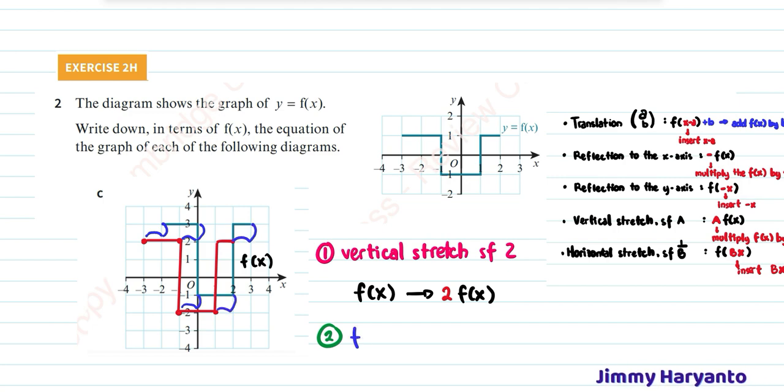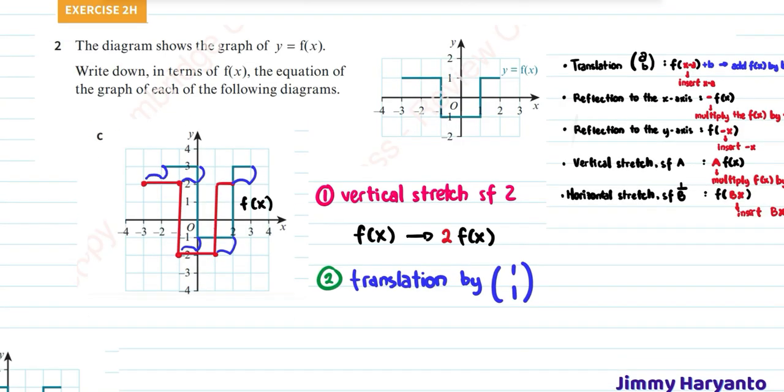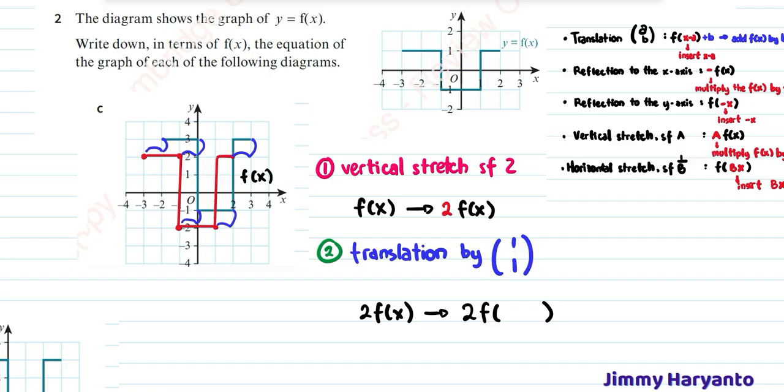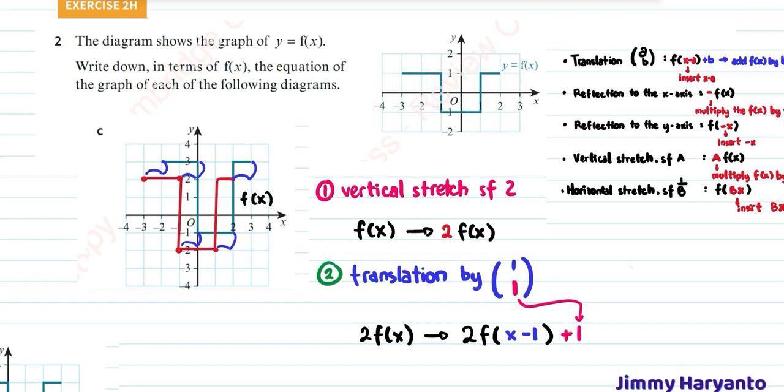So next is translation by (1, 1), like that. Yeah, 1 unit to the right, 1 unit upwards. So the 2f(x) will become 2f. Okay, let's insert this one first. This one means insert x minus a. Yeah, so you have to insert x minus 1 right there. And then for this one, you will add 1 at the back. There you go. That is 2c.